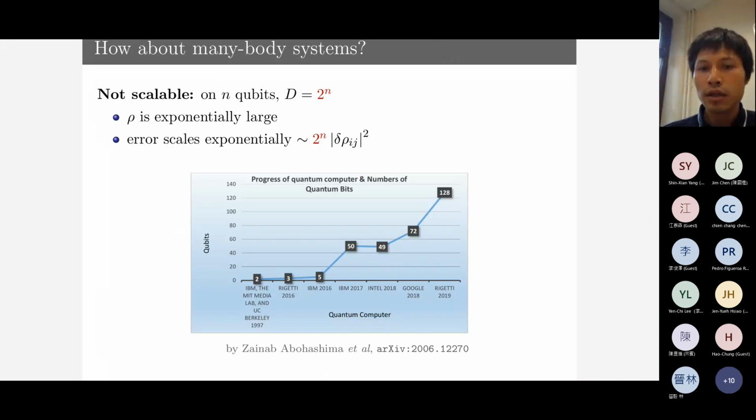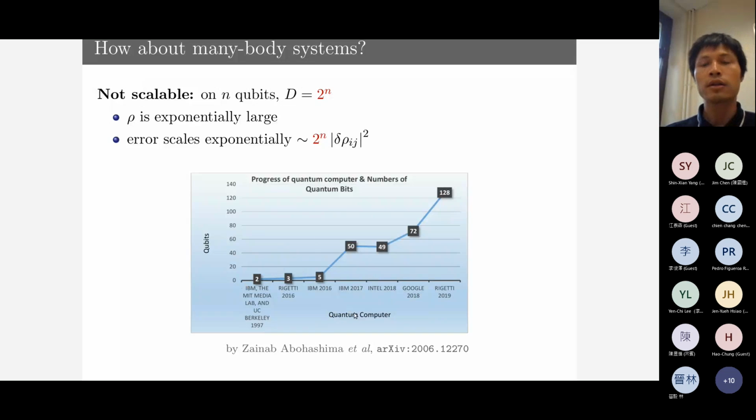Why? Because you see immediately, if you have n qubits, the dimension of the system is going to be 2 to the n. So this is exponentially big. And in addition, if you look at the error in the rho, measured for example by trace distance, then the trace distance is also increasing in the error in measuring each of the elements. So in all, this is quite badly scaled.